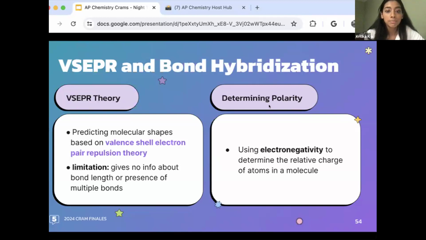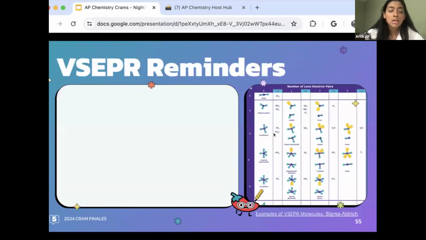You also have to determine polarity using electronegativity to determine the relative charge of atoms in a molecule, which Kaya went over earlier, and we do have a couple more practice examples of that. So some reminders with VSEPR. On the right here, you're going to see a chart with different shapes, different VSEPR molecules, and some examples of them.